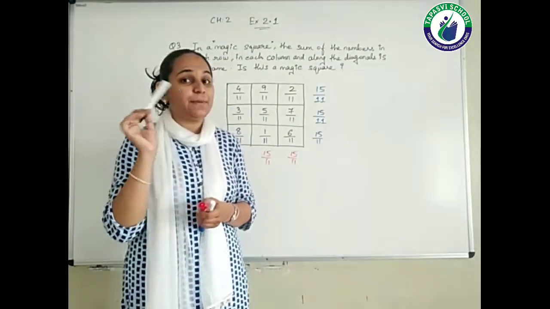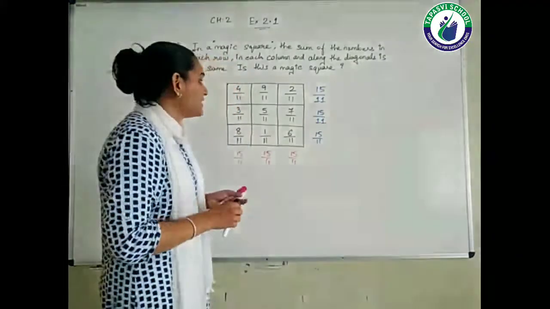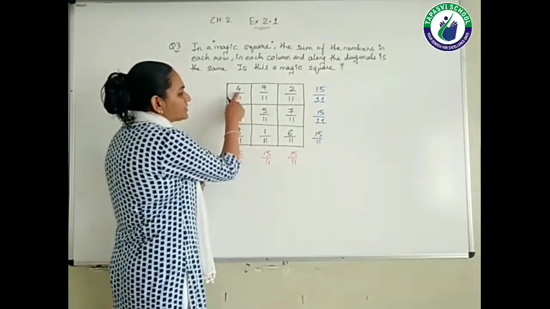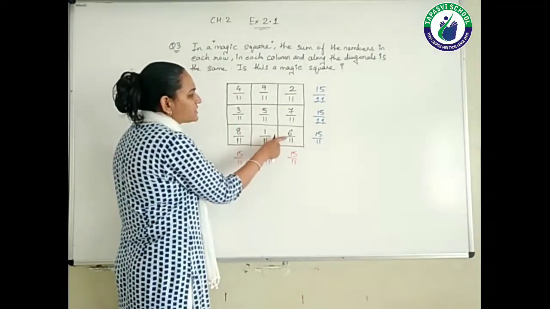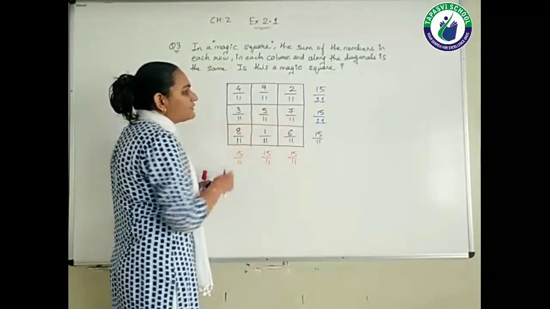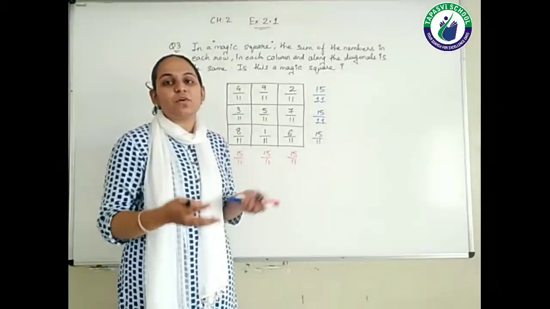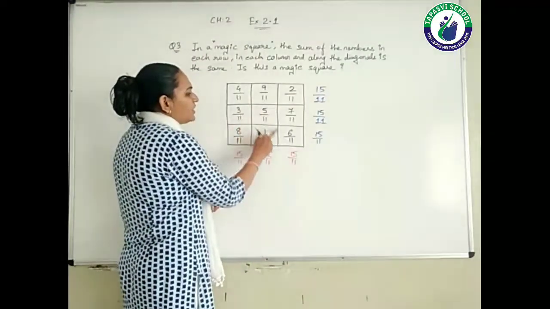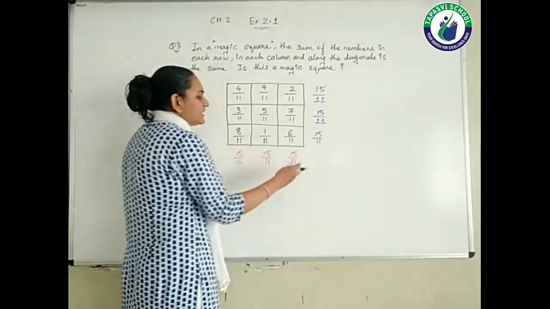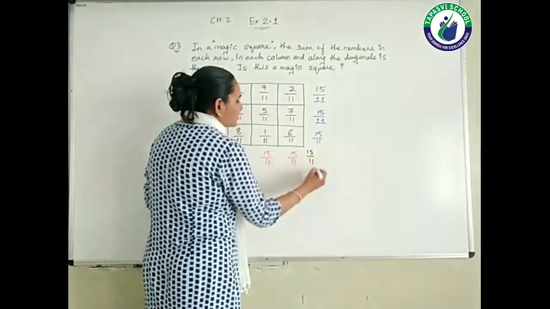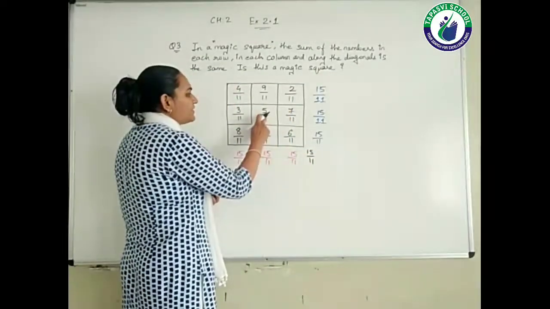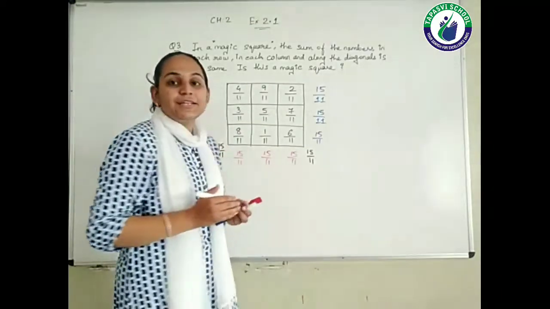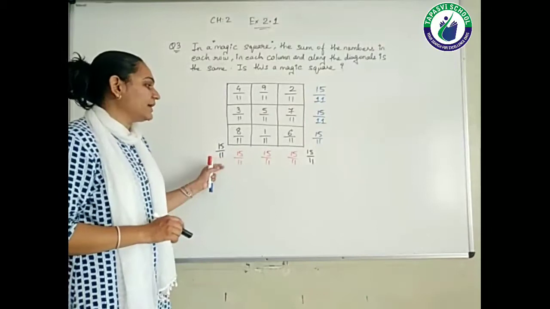Now the diagonals are pending, so our black marker is waiting for us. See, diagonal means like this. All these fractions are covered in the first diagonal, and all these fractions are covered in the second diagonal. You can give them the names diagonal 1 and diagonal 2 also. So see, 4 plus 5 is 9, plus 6, it is 15 by 11. Now moving to this one, 2 plus 5 is 7, 7 plus 8, it is 15 by 11. Right, students? Now here also I write 15 by 11.